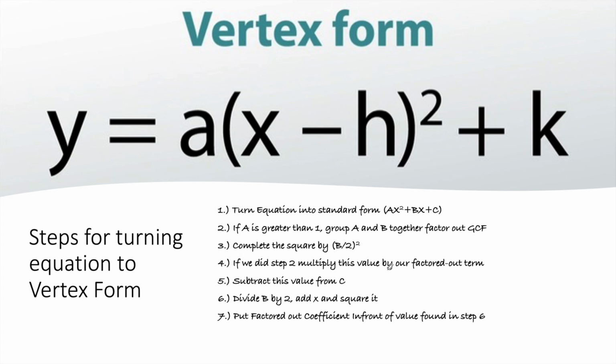Next, we want to complete the square by doing b over 2 and then squaring it. Next, if we did step 2, if we factored out a GCF, we want to multiply this b over 2 squared value by this factored out term. Next, we want to subtract this from c. Then we want to divide b by 2, add x, and square it. Lastly, we put the factored out coefficient in front of this value found in step 6.